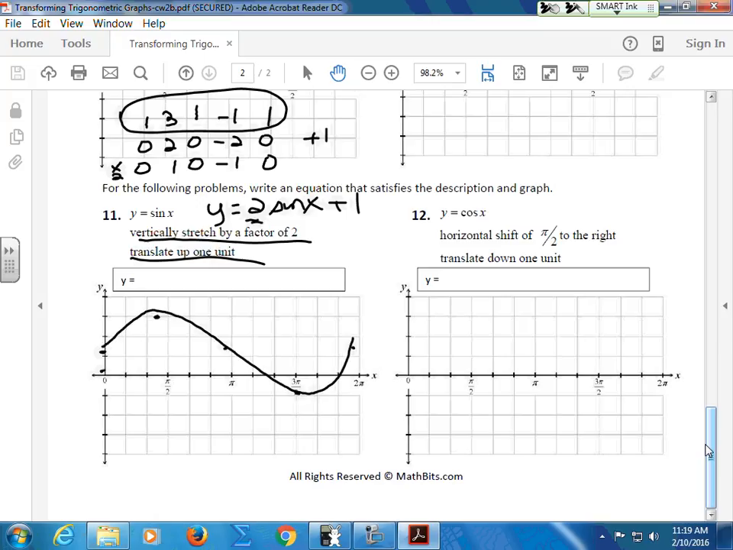Where's my resting line? If I went up 2, my resting line moved up 1, right? So my resting line is right here. Does that make sense? Right? Because that's where my sine would start at 0. Yes? Okay.